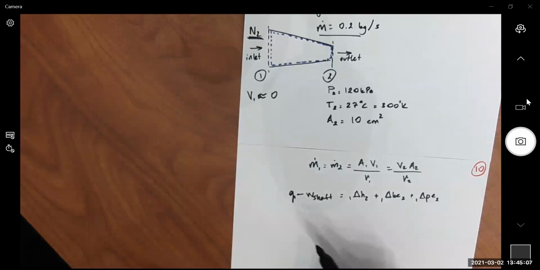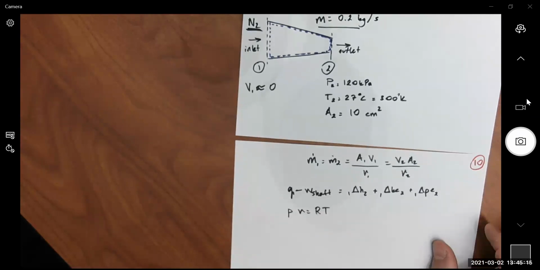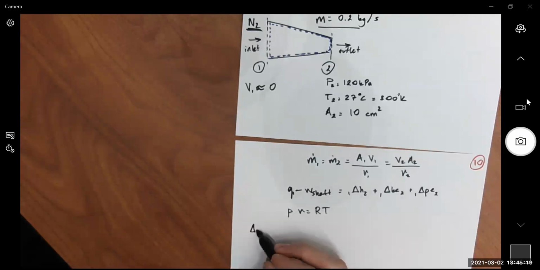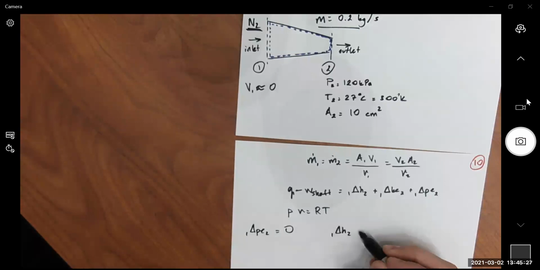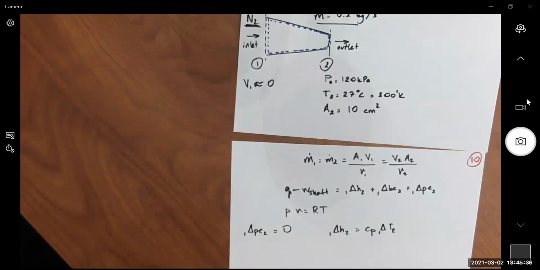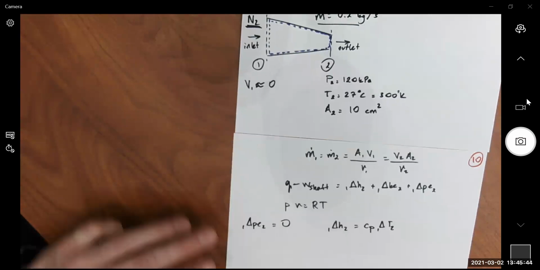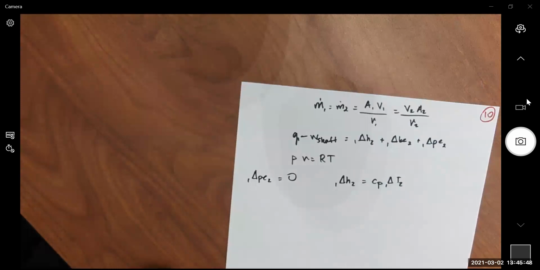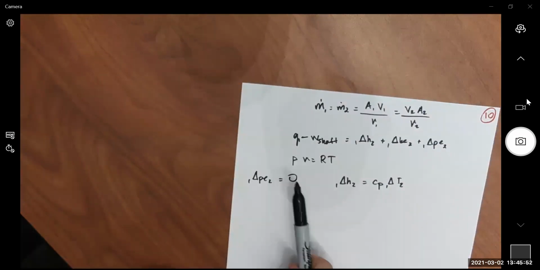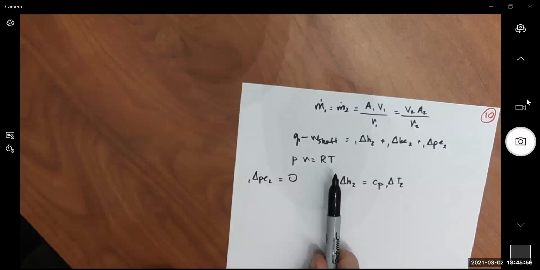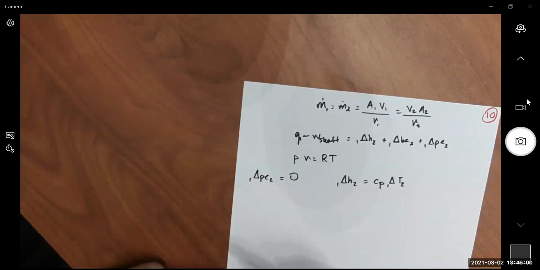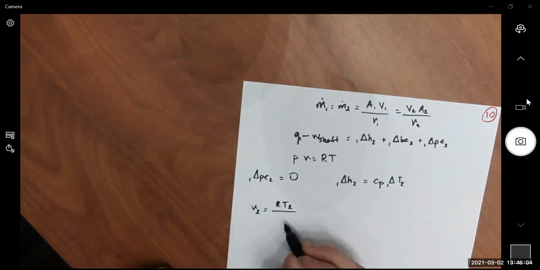And I also know the equation of state for an ideal gas, PV equals RT. Potential energy difference is negligible. Enthalpy difference equals Cp times temperature difference from state 1 to state 2, right? Okay. I know my pressure, I can find my gas constant, and I know my temperature. So I should be able to find my specific volume here, right? So specific volume at the outlet is R times T2 over P2, right?